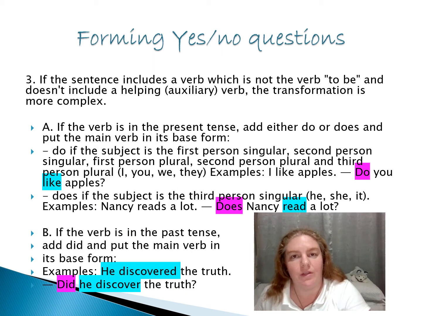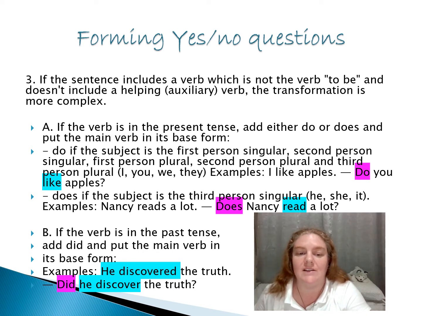Then we come to our third and final rule, which is a lot more complex. We use this rule when our sentence does not have the verb to be in it and there is no helping or auxiliary verb. Furthermore, it will change depending on if our sentence is present or past tense. If the verb is in the present tense, we either add do or does, and then we put the main verb in its base form, as you can see below. We've added do and does in pink, and the verb in green.